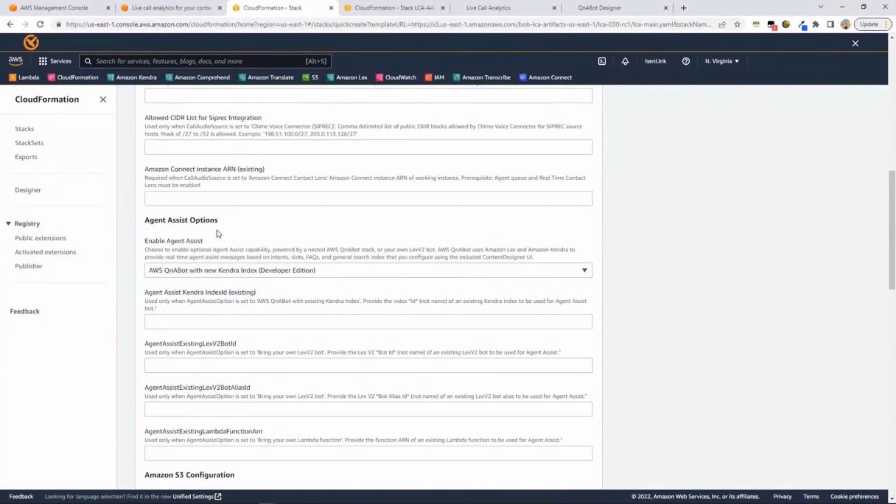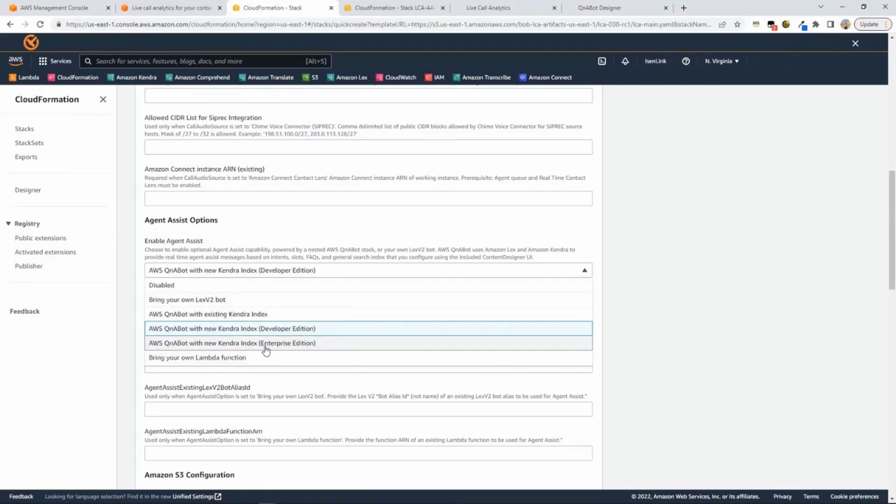The next section here is the Agent Assist options. Again, the default will give you exactly what we just showed you in our demo. This is the Agent Assist using the AWS Q&A bot solution, which includes a new Kendra index that will be created in your account for you. And we use the Kendra Developer Edition by default because we assume you're setting up a demonstration initially. If you're going to put this into production, you would want to use this option here to use the Kendra Index Enterprise Edition, which gives you greater scale at a bit more cost, but it gives you a lot more scale and ability to handle more documents, etc.